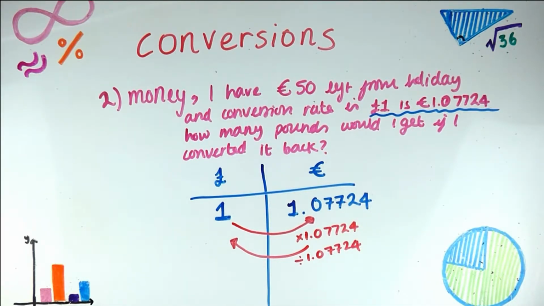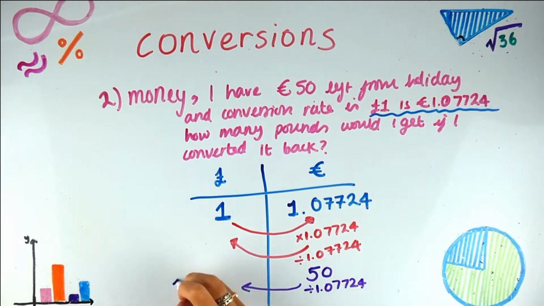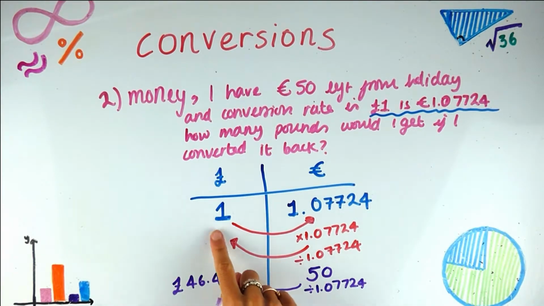So what's my question again? I have £50. I don't. I have 50 euros, so that's going to go in the euros column, and I'm going this way. So I'm going to divide that by 1.07724, and I'm going to get back £46 and 41 pence, which kind of makes sense because £1 is a bit less than the euros, and £46 is a bit less than 50.